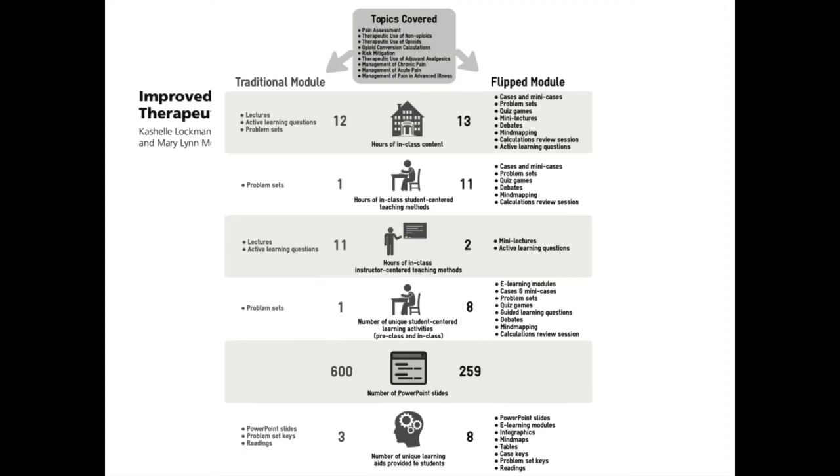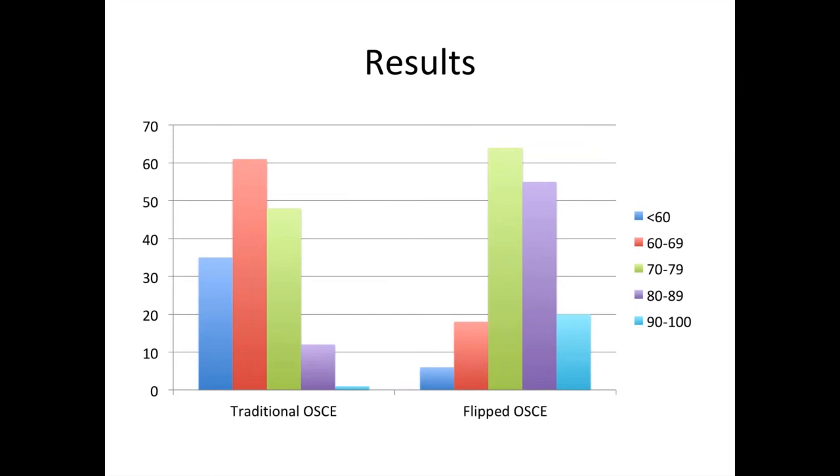And what they did is they then put their students through an OSCE and a multiple choice exam. And the results were pretty impressive. So the traditional OSCE is on the left, the flipped OSCE is on the right, and you can see how they really move the tails of their distribution into the positive for those students who participated in the flipped OSCE.